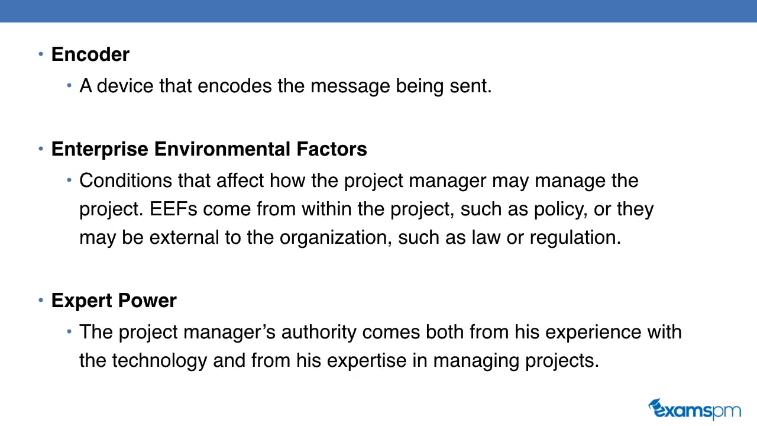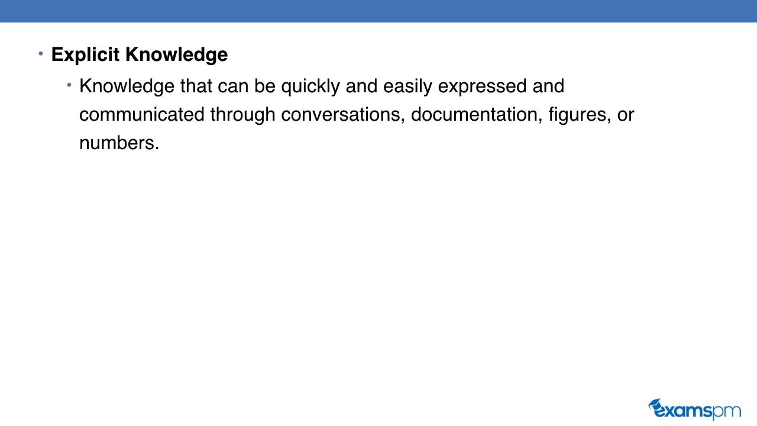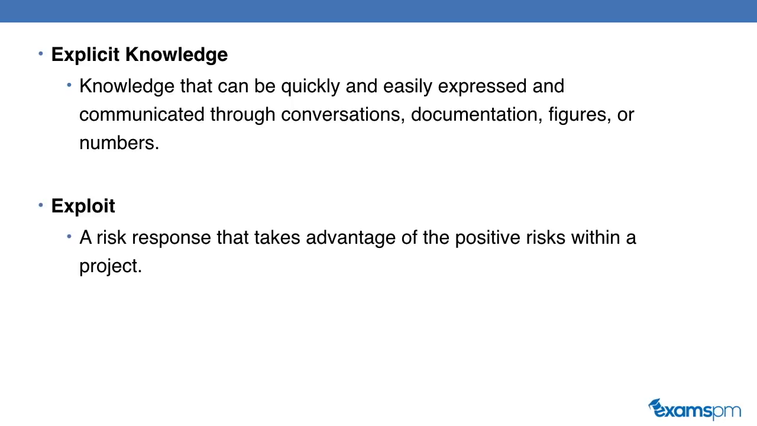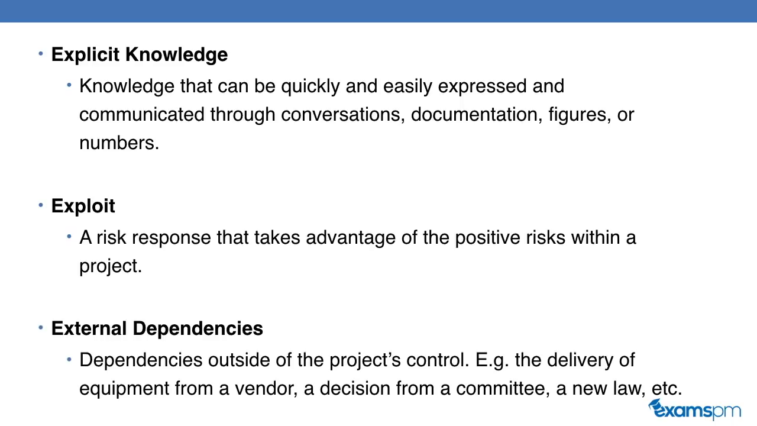Expert power, this refers to the project manager's authority that comes from his experience with technology and his expertise in managing projects. Explicit knowledge, this is knowledge that can be quickly and easily expressed and communicated through conversation, documentation, figures, or numbers. Exploit, this is a risk response that takes advantage of the positive risk within a project. A positive risk is also known as an opportunity.